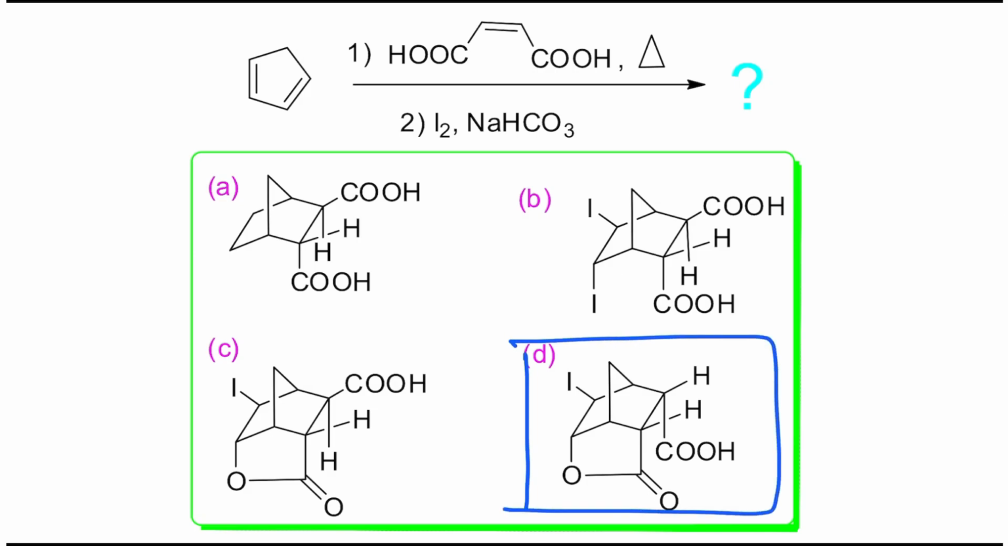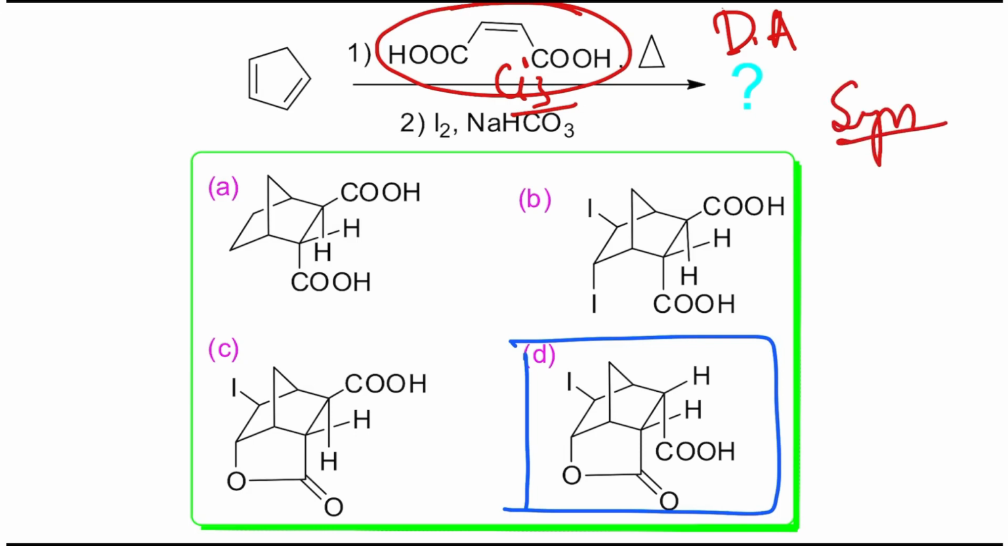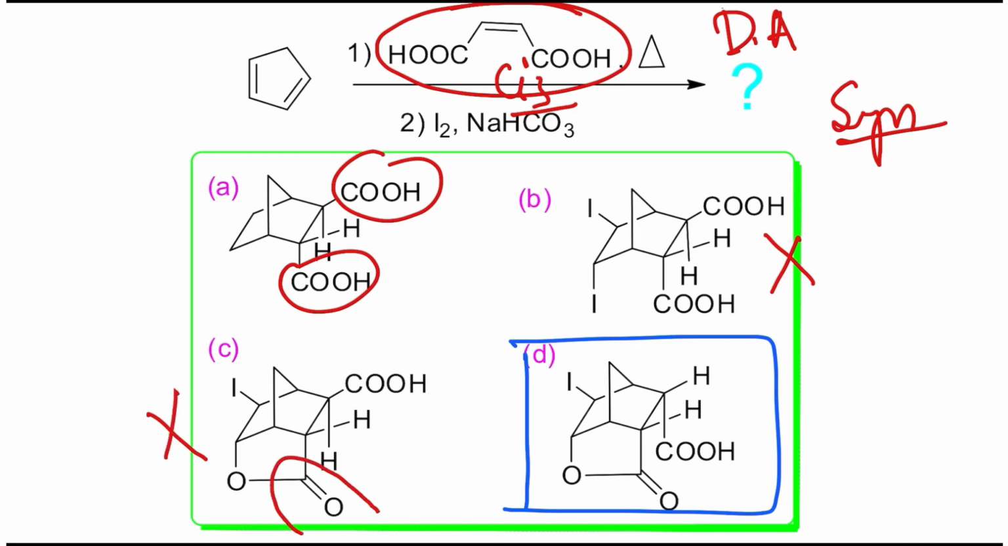Now the question: why not the others? Because this is the Diels-Alder addition product, and the Diels-Alder reaction maintains the geometry of the dienophile. Here I have taken a cis dienophile, so in the product you can expect a syn-type product. Now this is anti, this is not syn, this is also not syn, this is also not syn. Why? Because this carboxyl and this carboxyl are not syn. So from this Diels-Alder understanding you can say option D without going to the second step.